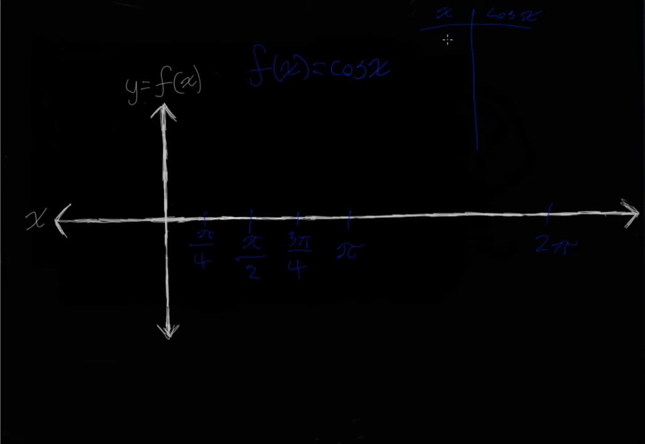So, cosine of 0. If you look at the unit circle, you'll find that that's equal to 1. So let's start there.